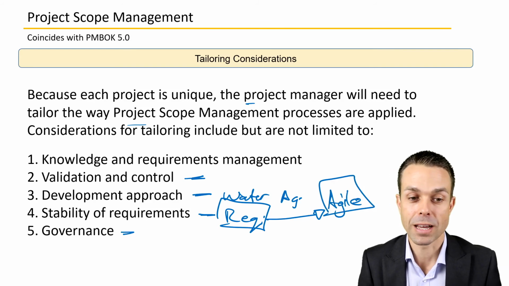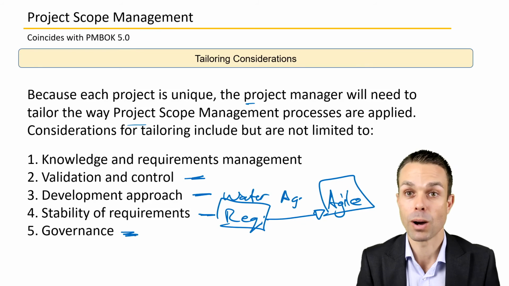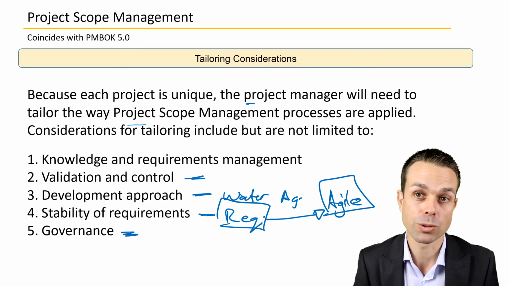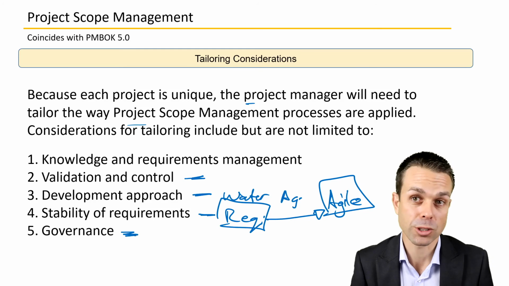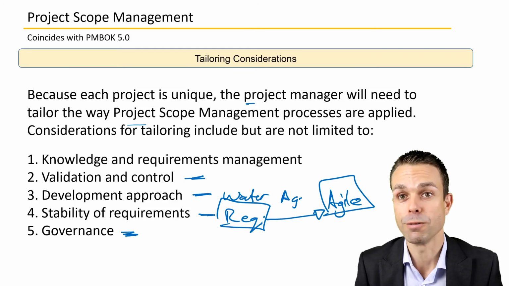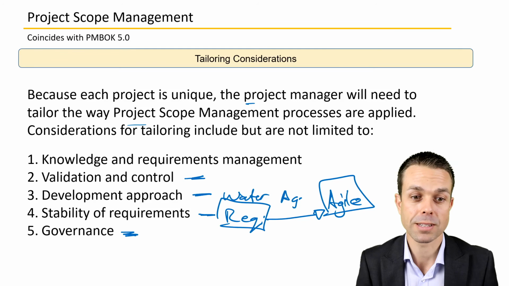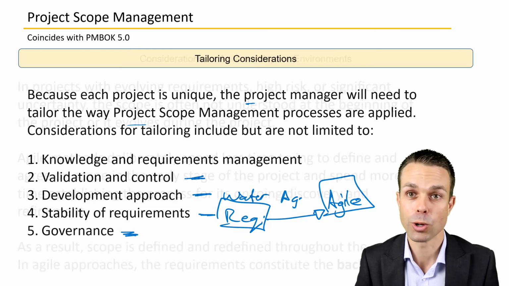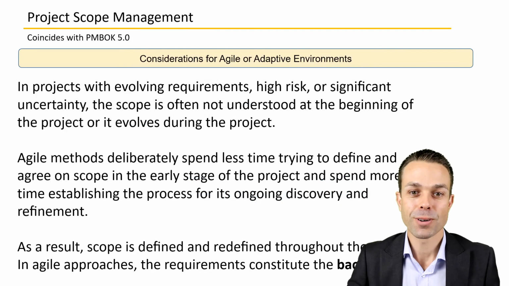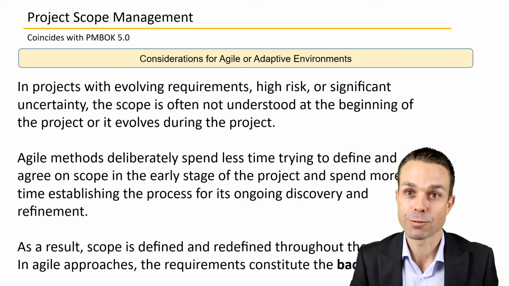And of course, any governance or things that might be existing, templates, tools, ways of work. If you're working with a project management office or with a functional manager, the approach will be very, very different. So make sure you understand the existing governance in place for that particular organization that you're working in. Considerations for agile or adaptive environments for project scope management.